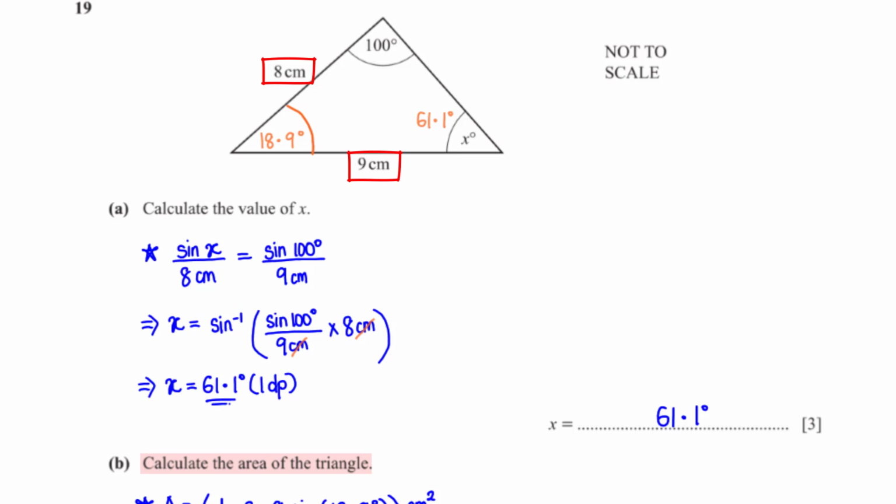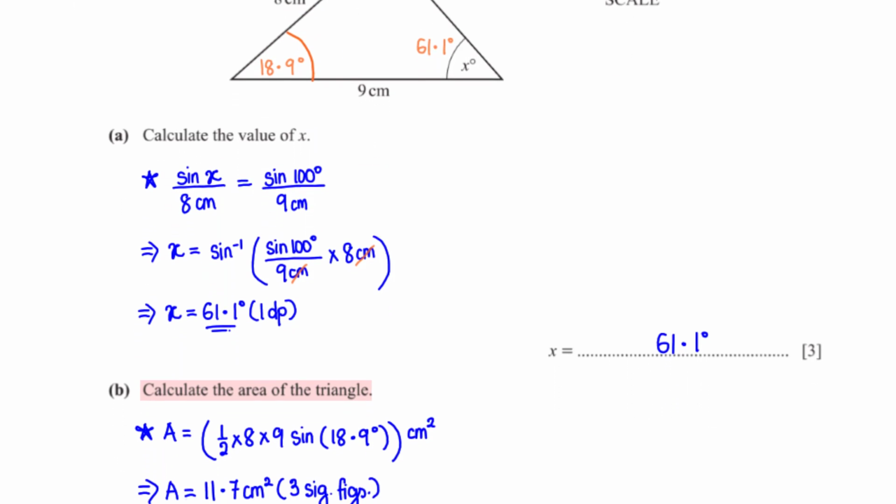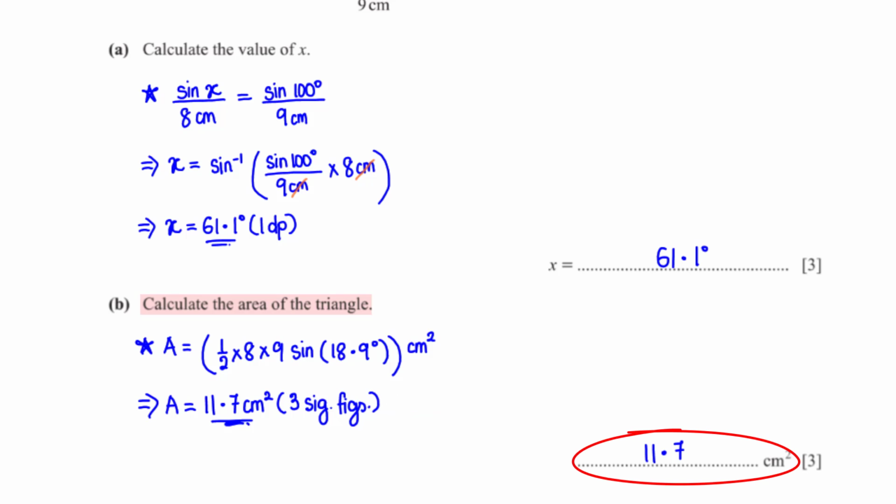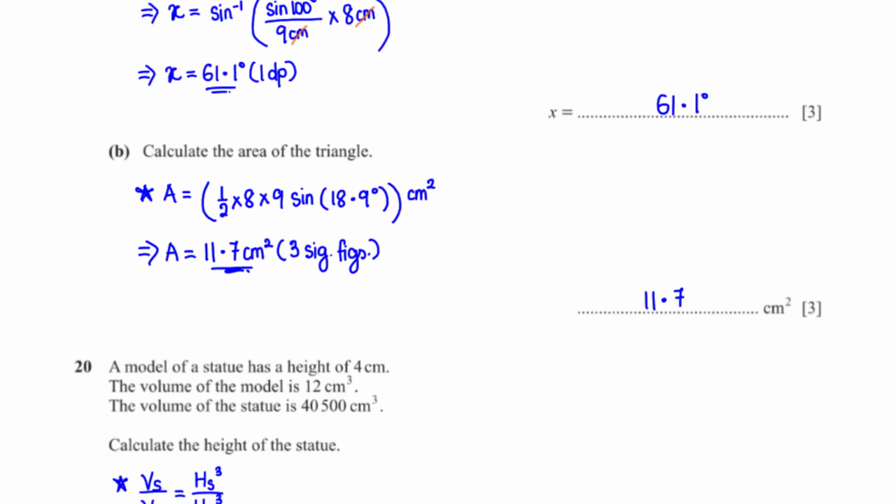We can find this angle by subtracting the sum of 100 degrees and 61.1 degrees from 180 degrees. This gives us 18.9 degrees. And so for the area of the triangle, we have half of 8 times 9 times sine 18.9 degrees. When we type this into the calculator, we get 11.7 centimeters squared, rounded to 3 significant figures.